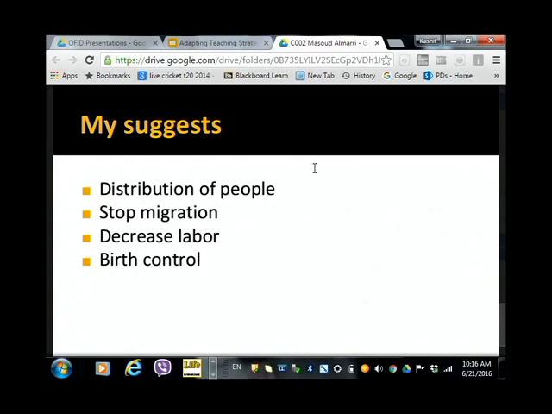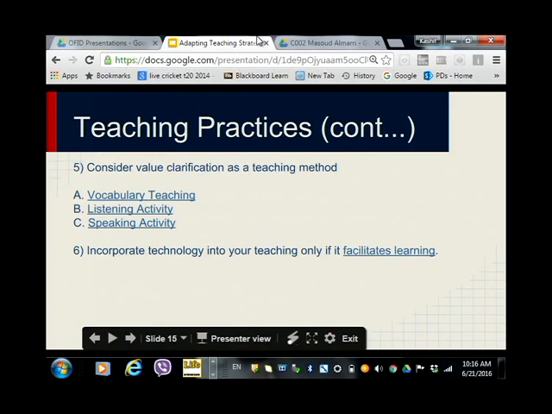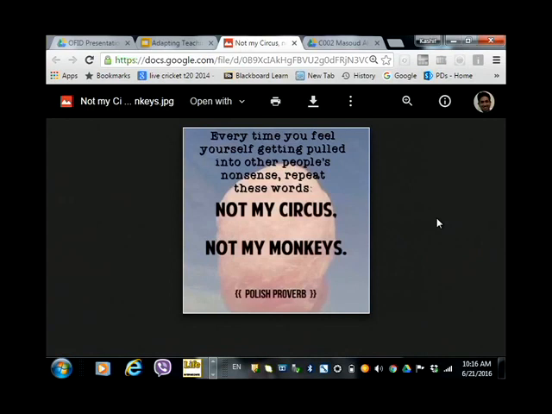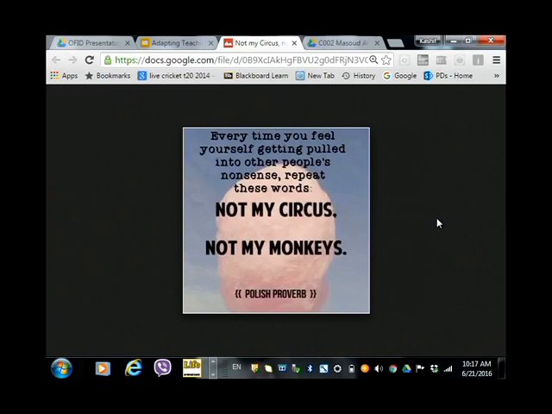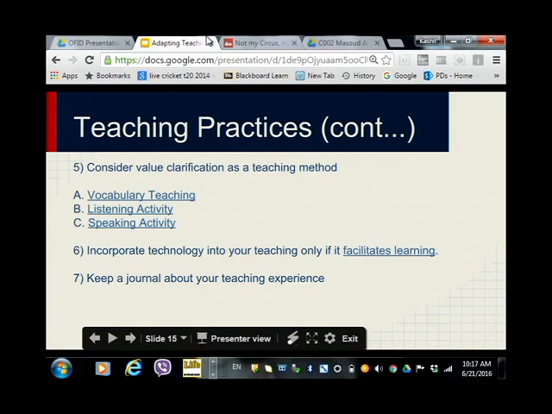Incorporate technology only if it works, as I said in the beginning, and here is what I normally say when people ask me to make sure I use technology. You don't have to try everything. I mean, it's not your circus, these are not your monkeys, you can just let it go. Okay. Keep a journal about your teaching experience.